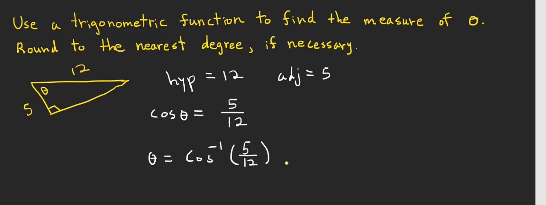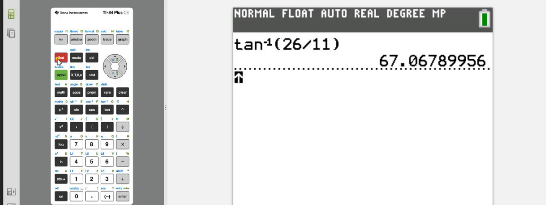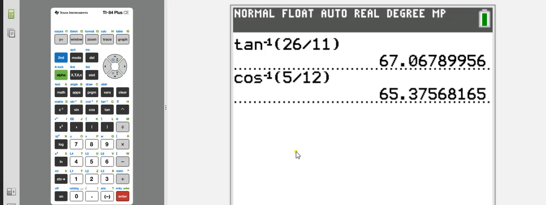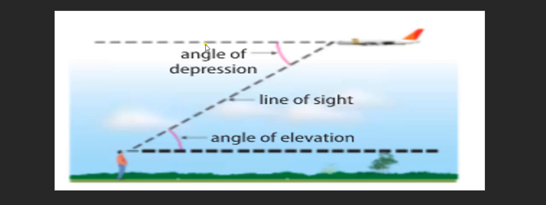Now we need the help of a calculator to evaluate. So you go to second cosine for inverse cosine, and then put 5 divided by 12, close parentheses, and then press enter. So now this is approximately 65 degrees.